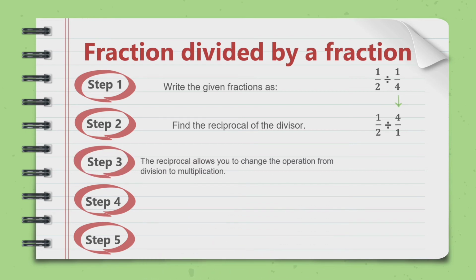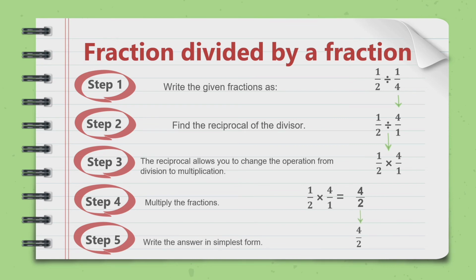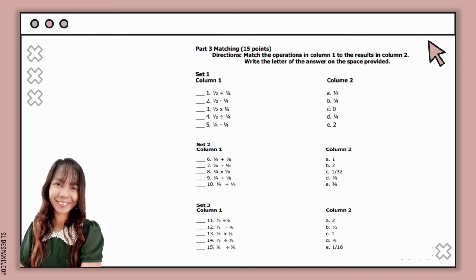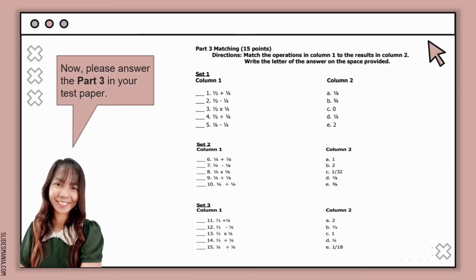Step 3, the reciprocal allows you to change the operation from division to multiplication. So 1 over 2, from division to multiplication. Next, multiply the fractions. 1 times 4 is 4. 2 times 1 is 2. The last step is to write the answer in simplest form. So 4 over 2 equals 2. 4 divided by 2 is 2. Now please answer part 3 in your task paper.